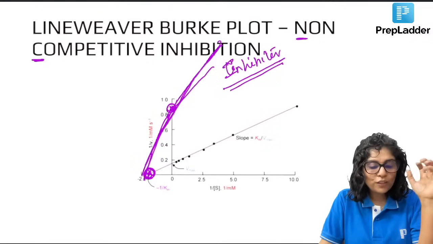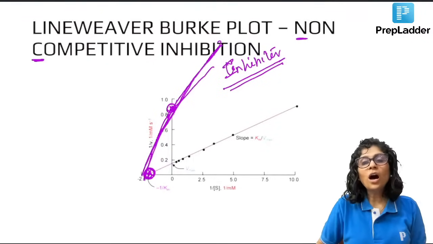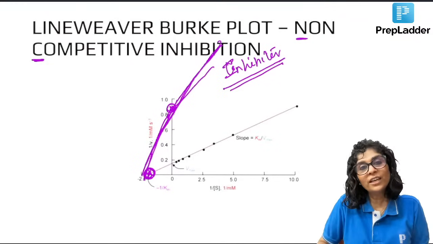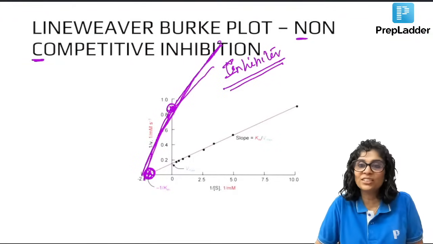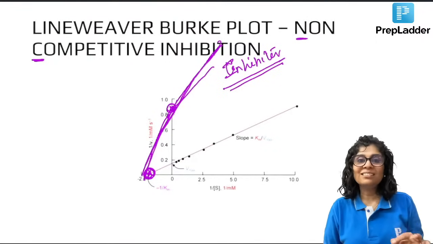Okay. So this is all about how you find out what type of enzyme inhibition it is. Is that clear? So quickly about the various types of inhibition. All of you please answer along with me.